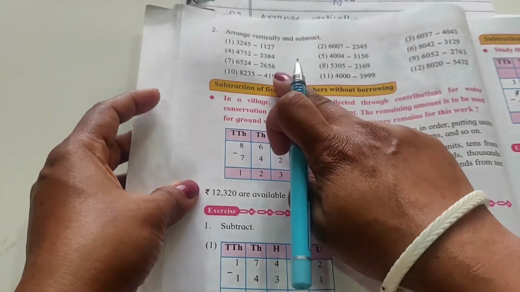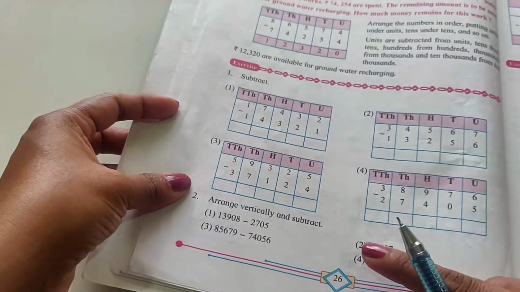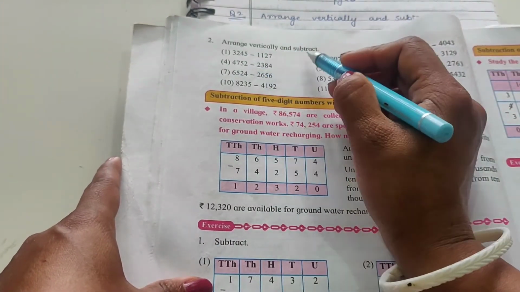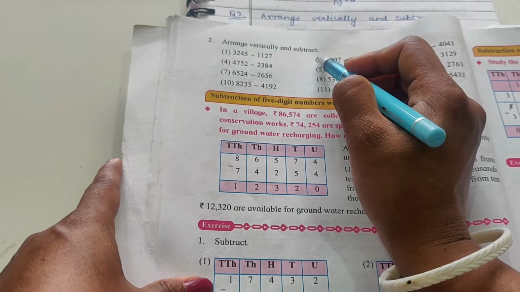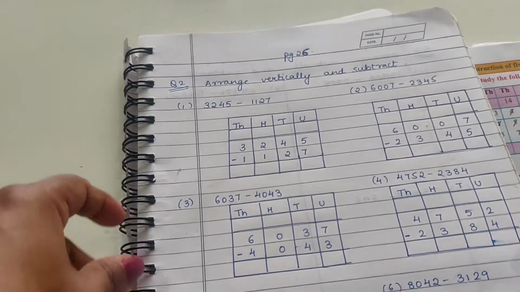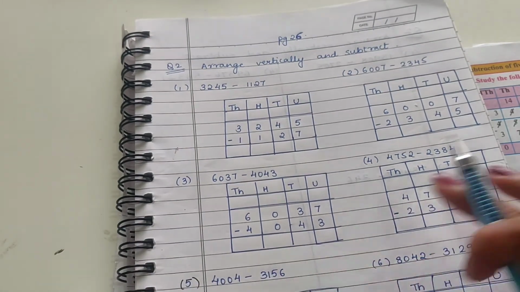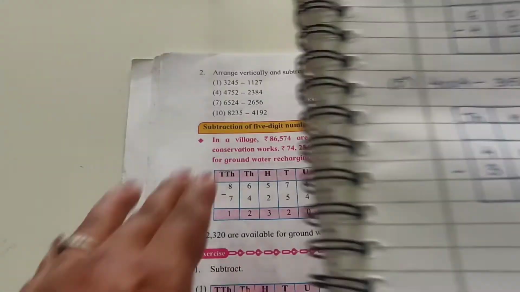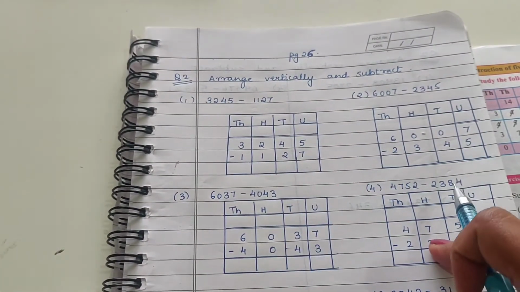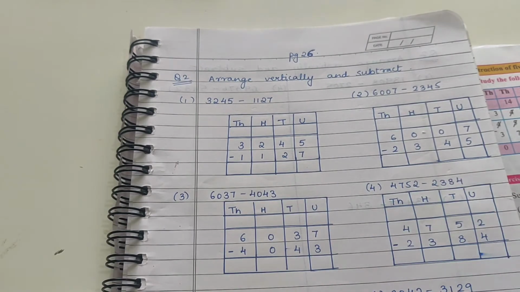Page number 26. This is page number 26. Okay, see, arrange vertically and subtract. Okay, what is vertical, children? Standing. See, I have already arranged. So you are going to arrange all the sums. I am going to solve 4 sums for you. The rest you are going to do yourself.